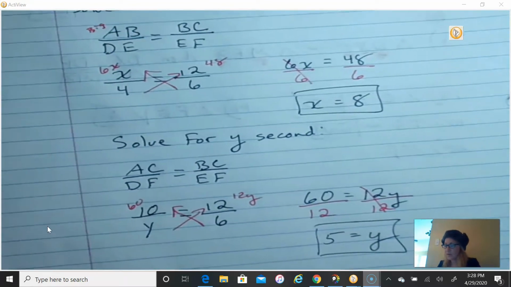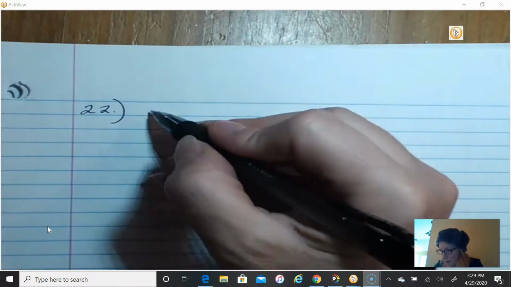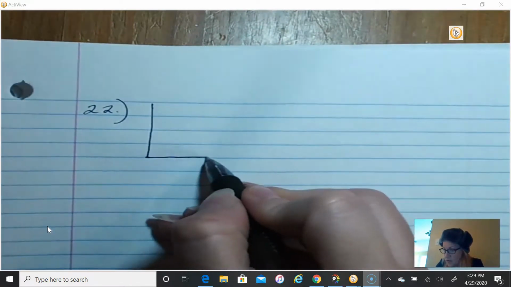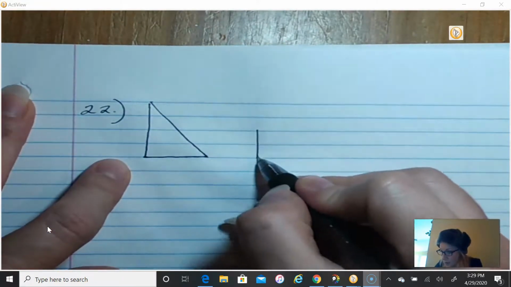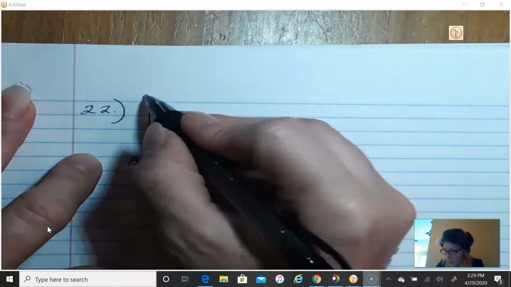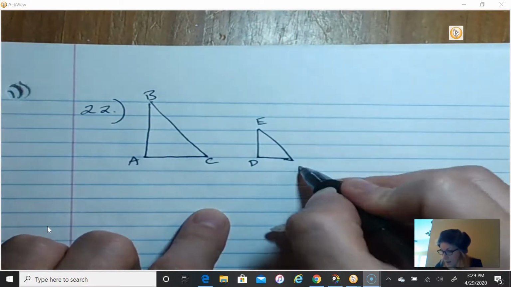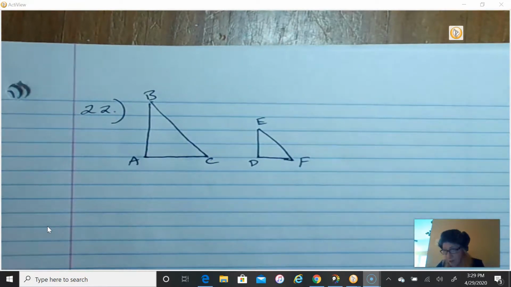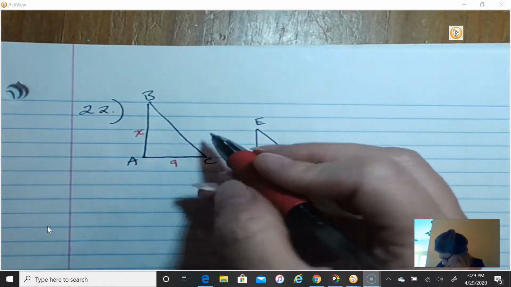All right. Last one I'm doing. Number 22. All right, 22. I have a triangle that looks like this and a smaller triangle that looks like this. Okay, so I have A, B, and C, and then D, E, and F. Okay, and I'm going by your book. So here's X, here's 9, and here's 15.